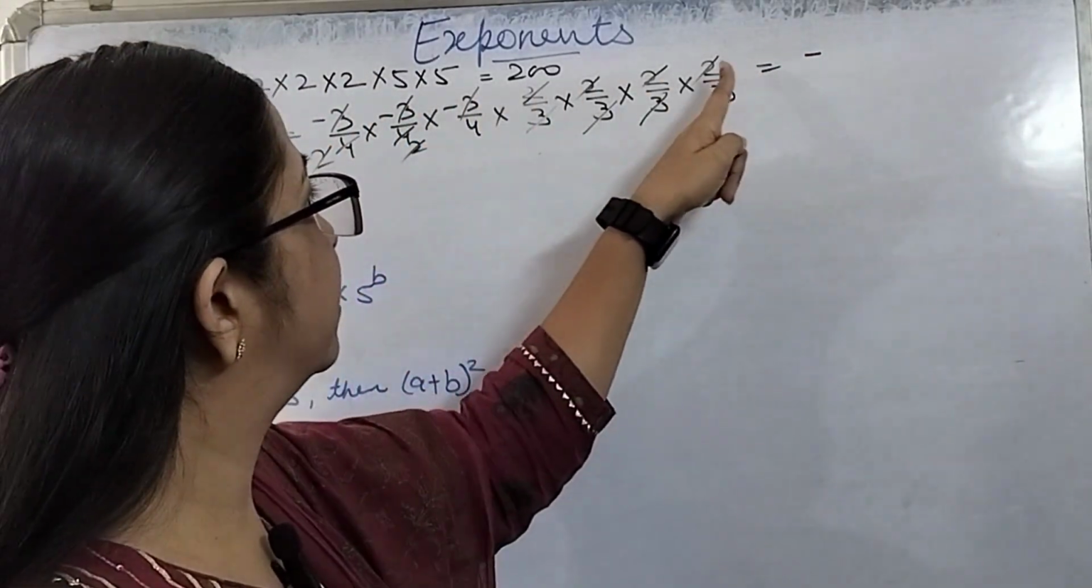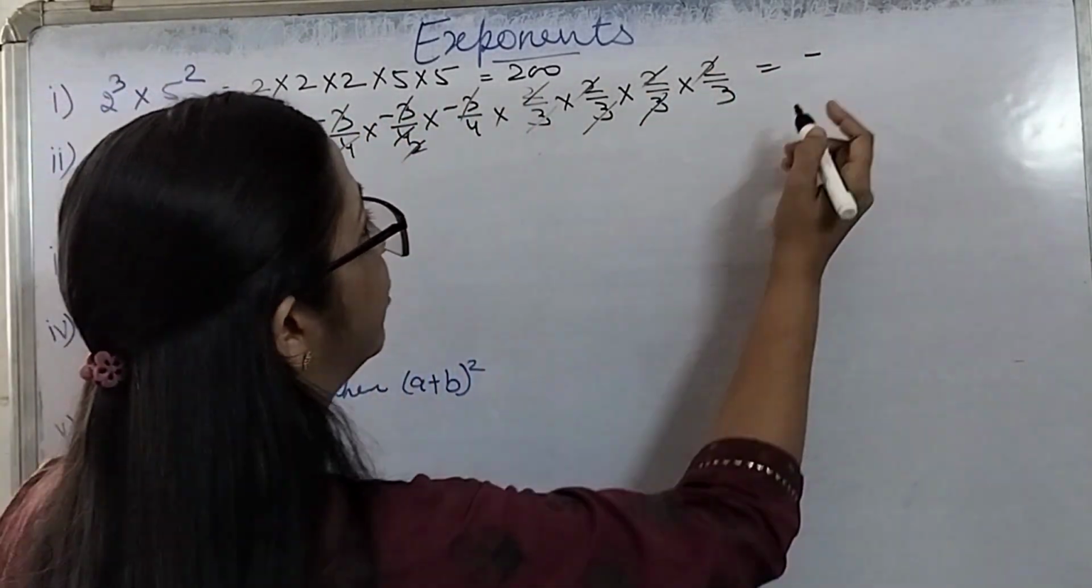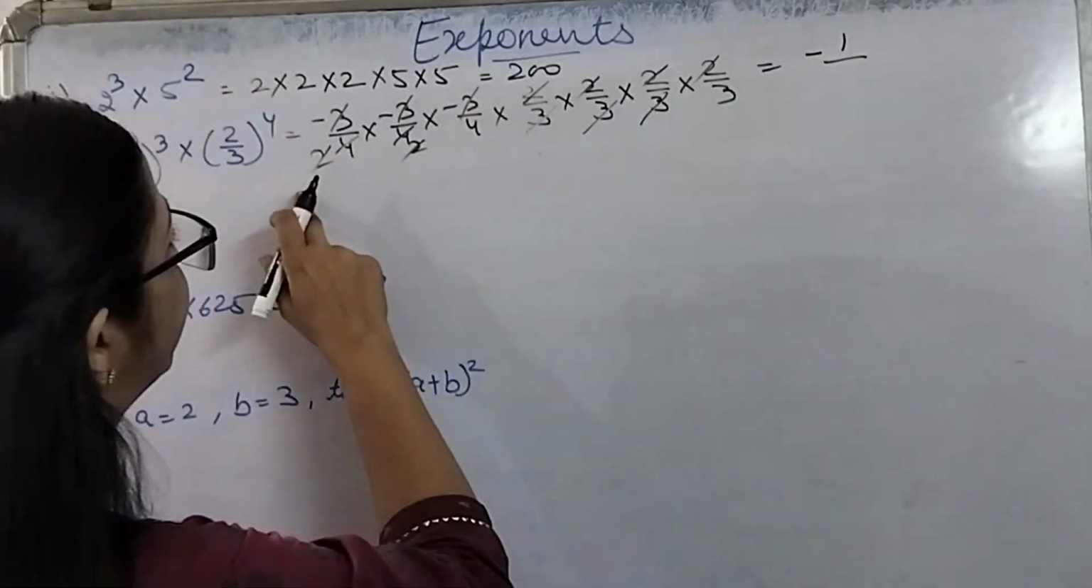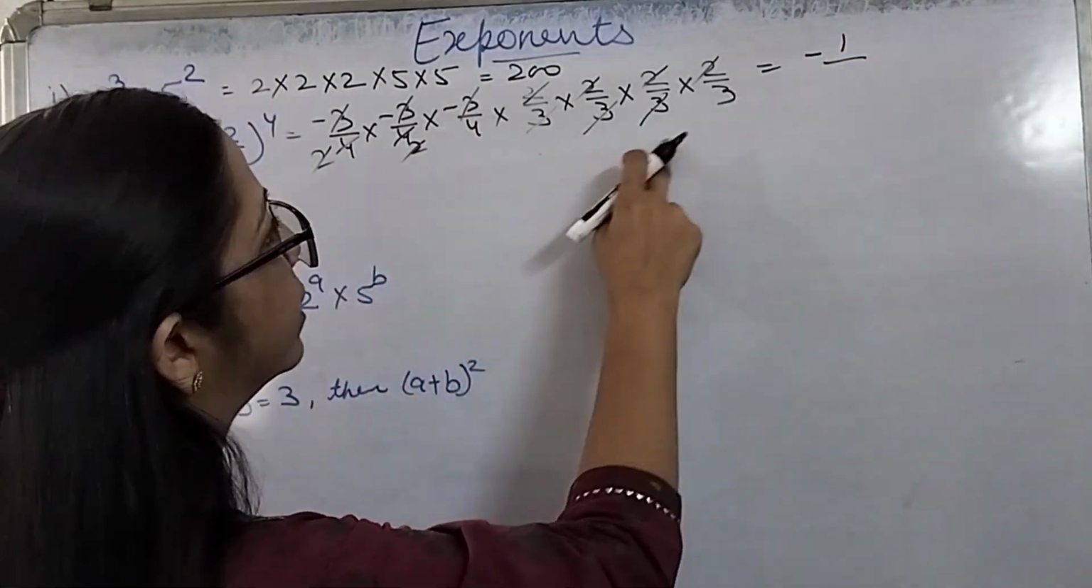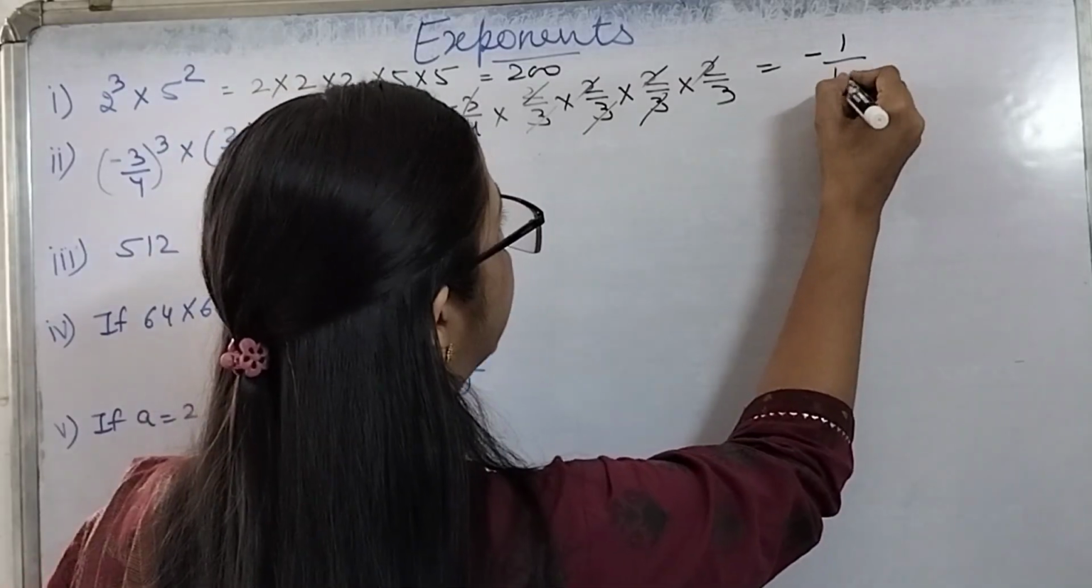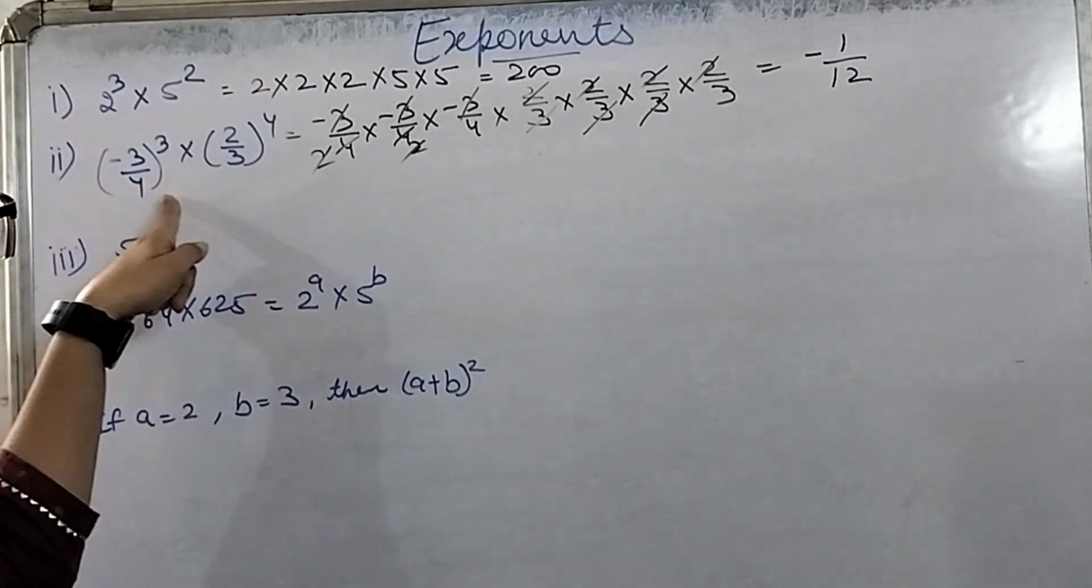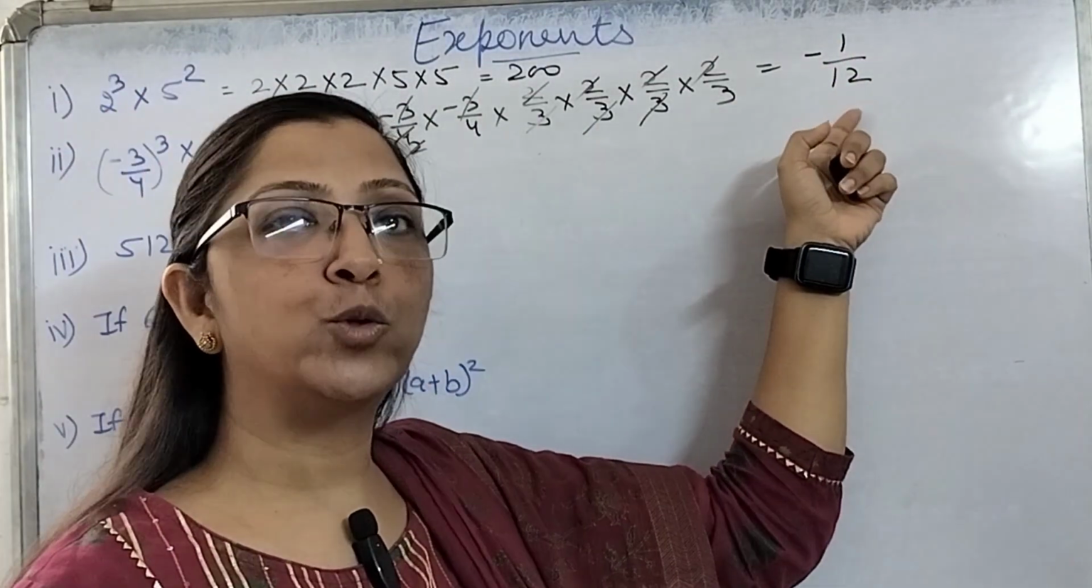In the numerator, there is no number remaining, so the numerator will be 1, and in the denominator we are having 4 over here and 3 over here. So 4 3s are 12. So the value of this expression will be minus 1 upon 12.